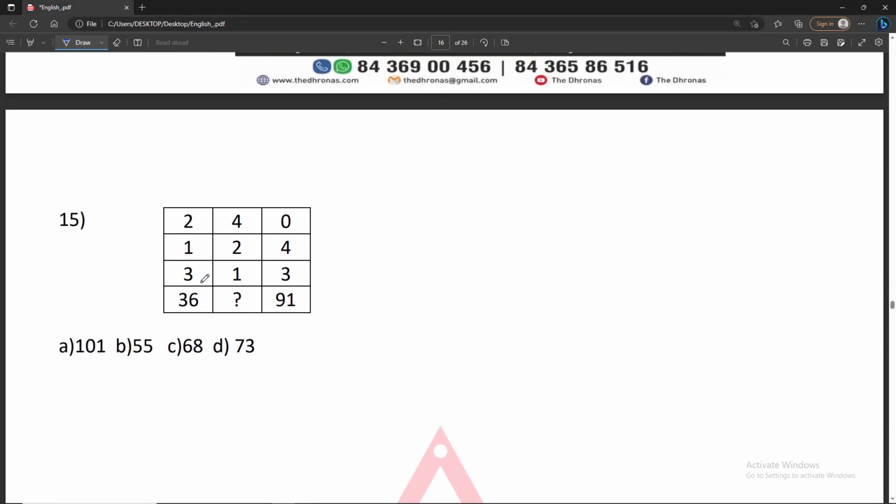So the next question is also about a missing number. So what is given, 213 comes 36, 043 comes 91. So what will come for 4, 2 and 1?